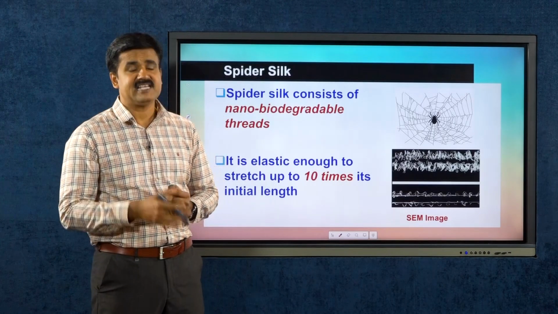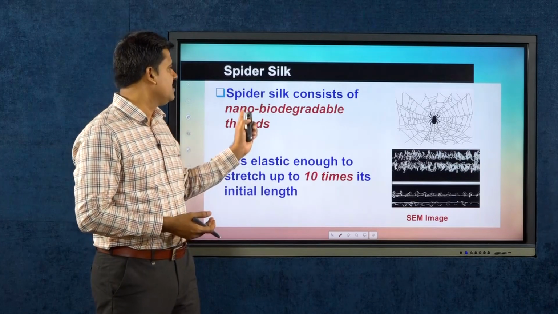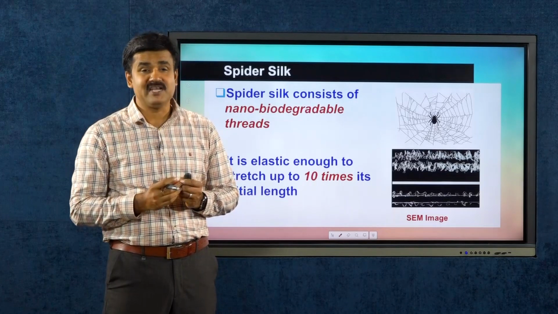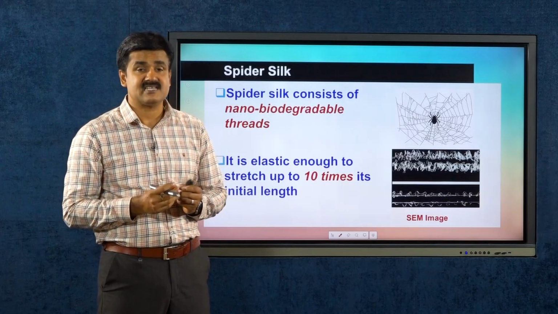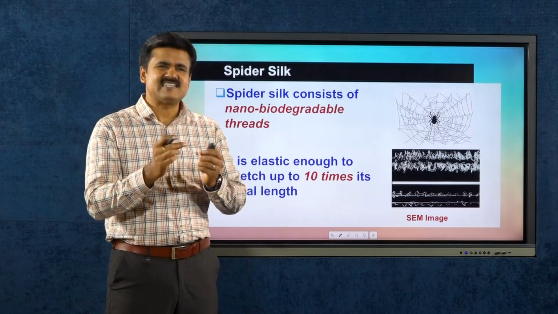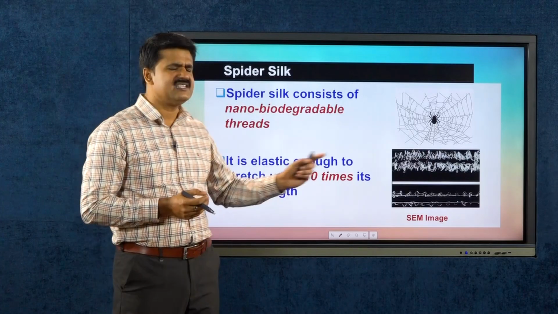Spider silk is another natural nanosystem. Spider silk consists of nano-biodegradable threads. The most important peculiarity of spider silk is that it is highly elastic. That is, it is elastic up to 10 times its initial length. What is the meaning of this statement?